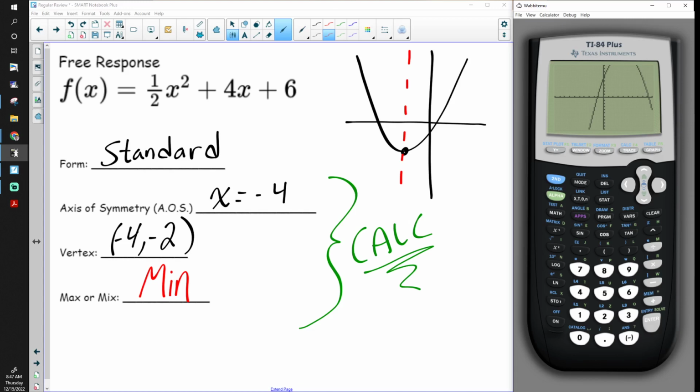One multiple choice and one free response, just like this. Make sure you know the three forms. How to find your sandwich number and write down your axis of symmetry. Make sure for axis of symmetry you do x equals your x value. Vertex is both the x and the y, and then use your graph to see if it's a max or a min. And that's it. That's characteristics of quadratics.